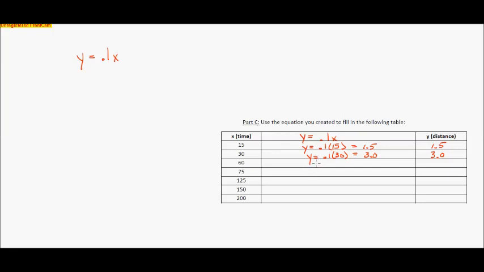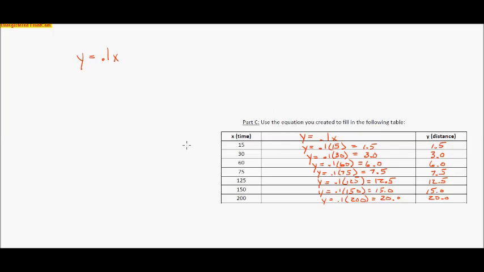I'm not going to do each one of these step by step. I'm just going to go ahead and fill the rest of those in for you. So there you have all the answers. I went ahead and filled in all the values for X that they were giving me and calculated all the values for Y. So that means if he ran for 200 minutes, he could go for 20 miles. Alright, and if he went for 125 minutes, he could go 12.5 miles. And again, this is assuming a constant rate.